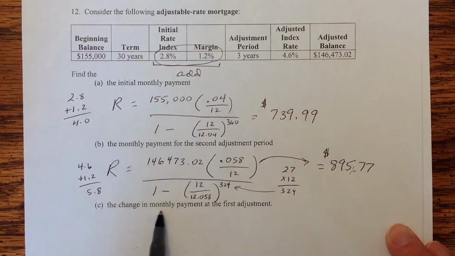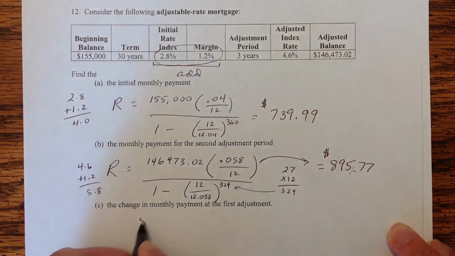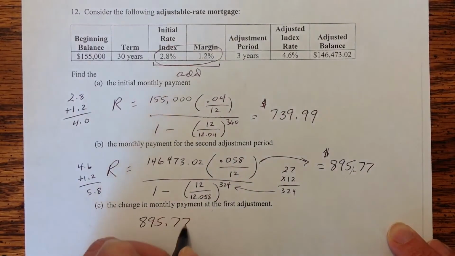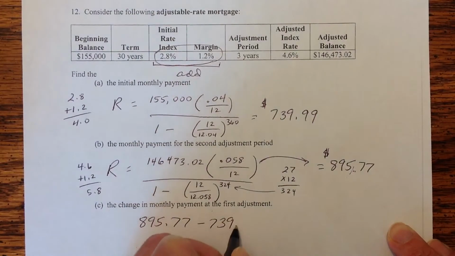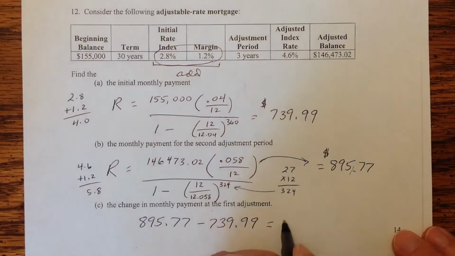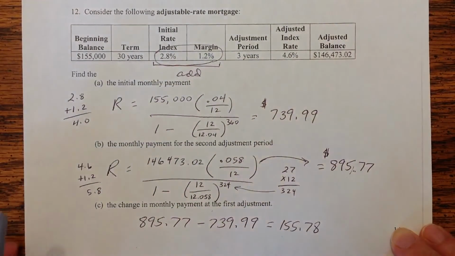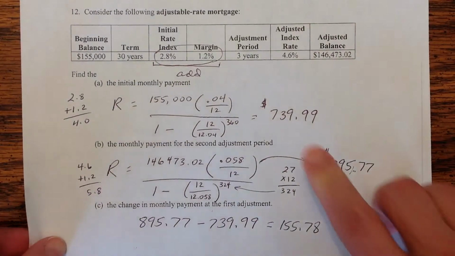Now it says, what's the change in that monthly payment? So you simply take these two numbers and you subtract. So you take $895.77 minus $739.99, and you end up with $155.78. So for the next 3 years, your payment every month will be $155.78 higher than it initially was.